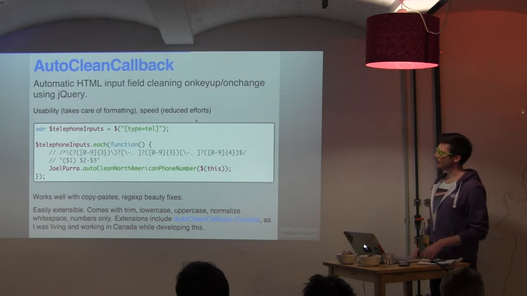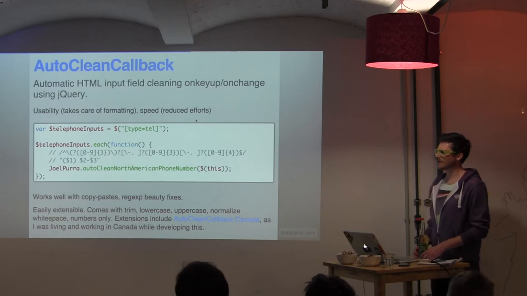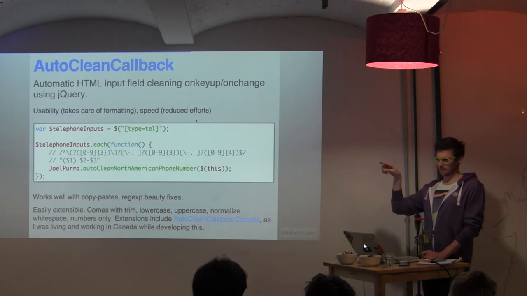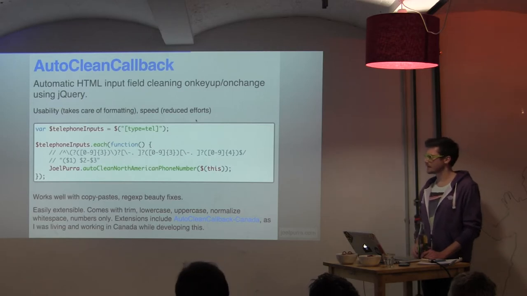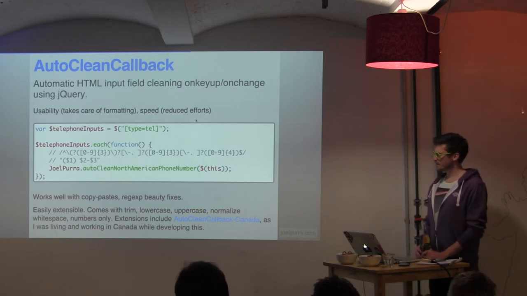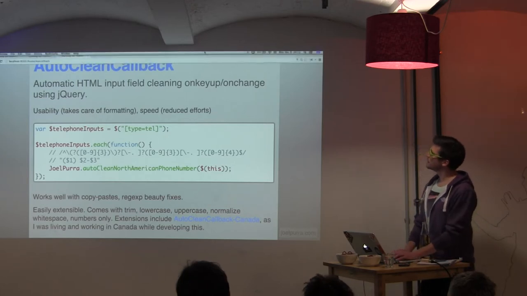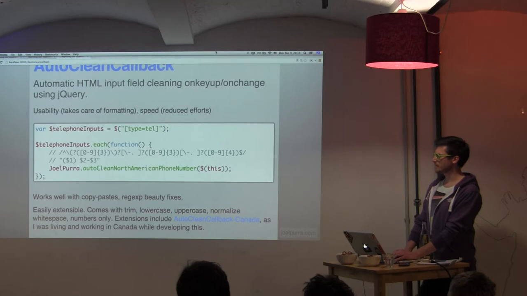Auto-clean callback. Automatic cleaning. Have you used any jQuery plugins for this before, like tidying up input fields automatically? Me too. But the ones where you see a little underscore where you're supposed to enter something, I didn't really like those so much. They have their wins, but I prefer this version instead. It doesn't show anything. It doesn't put underscores in my text box. It just helps with cleaning up little things.